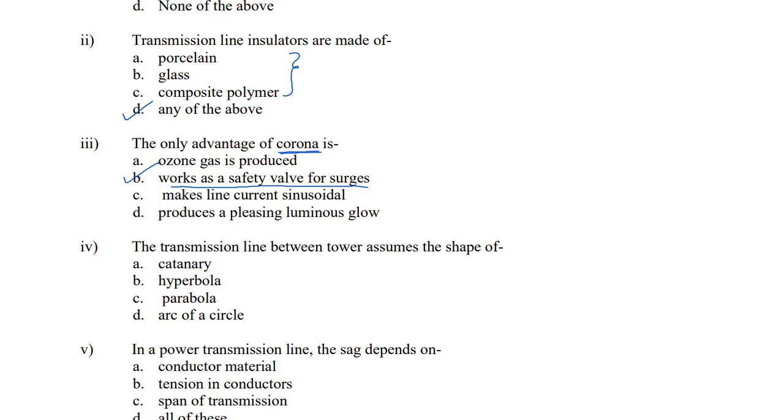Next, question number 4. The transmission line between towers assumes the shape of what? We know that if these are the two poles of the transmission line, then the transmission line will look like this. This shape is basically known as the shape of catenary. So option A here is our correct answer.